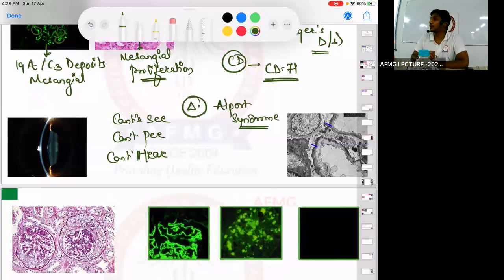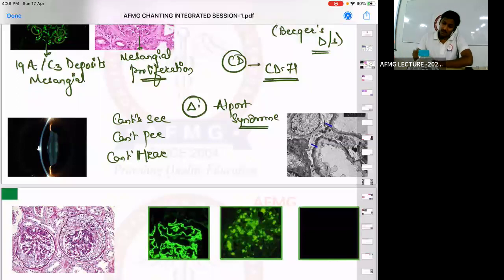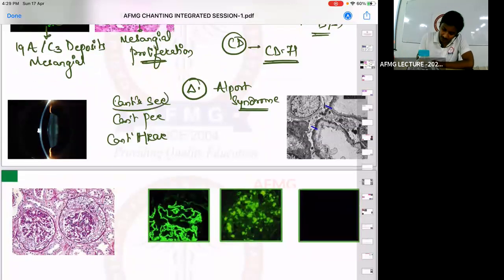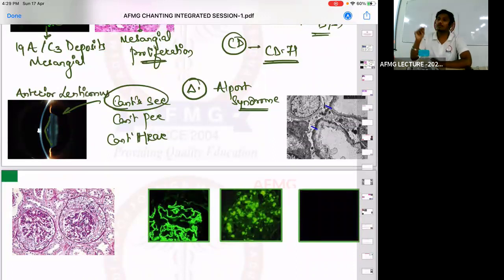Alport syndrome, right? And Alport syndrome causes nephrotic or nephritic syndrome? It causes nephritic syndrome. Okay, so the patient can't see because he has an ocular manifestation, which is called anterior lenticonus. Ocular manifestation in Alport is known as anterior lenticonus. This question has been asked.